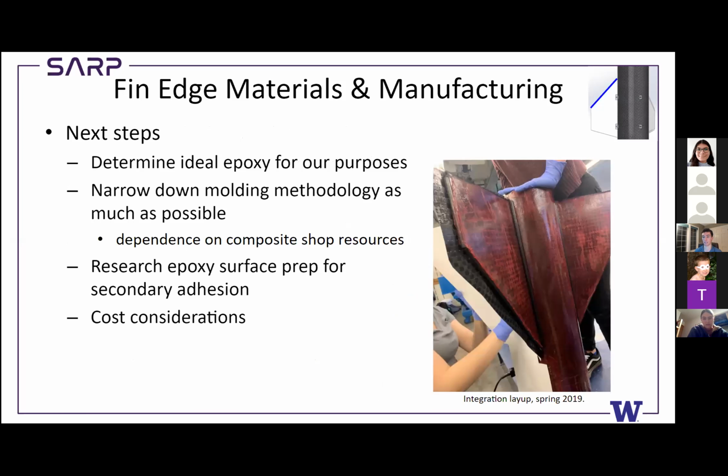And then finally, the next steps are finding the exact material we want to use, as well as trying to narrow down that molding process, which does have a lot of dependence on our resources available this year. We're going to also research prepping the surface for that secondary adhesion I talked about to add the fin edges onto the main fin, and cost considerations, of course, which is something Helen has done a little bit in the material, but there's also some other costs we have to nail down as well.